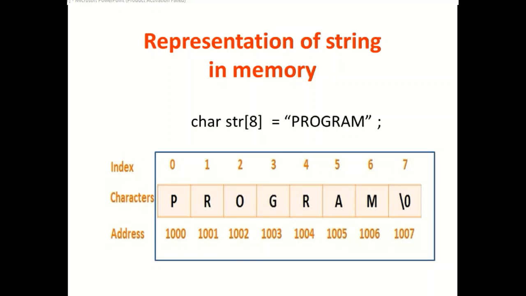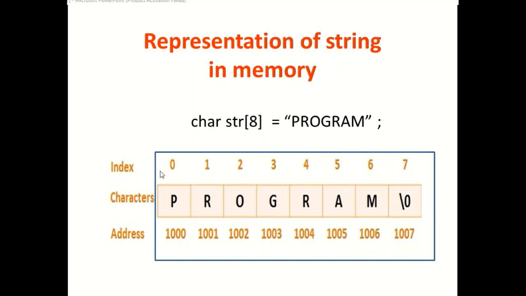Now let's have a look at how a string is stored and represented inside memory. Here is a string of 8 characters having the name str, which is initialized to the value program. Every string has 3 parameters which are not actually stored inside memory, but we should know them in order to understand strings. The first one is the index. The second one is the characters which are actually stored inside the memory. And the third one is the address at which each character inside the string is stored.